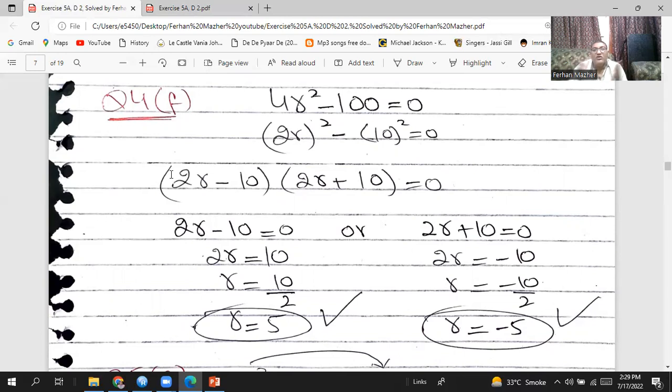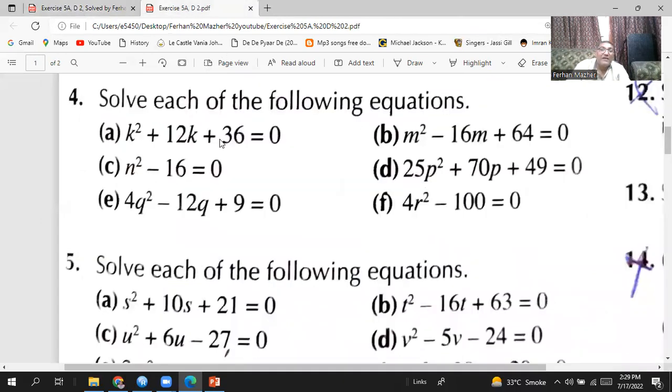So this is how you will do question number 4, F part. We have used the formula a square minus b square is equals to a plus b, a minus b. So the factorization has been done by using the algebraic identity. That was question number 4, F part.